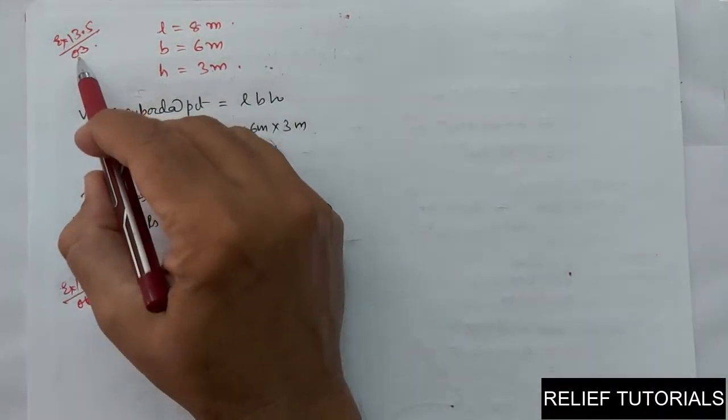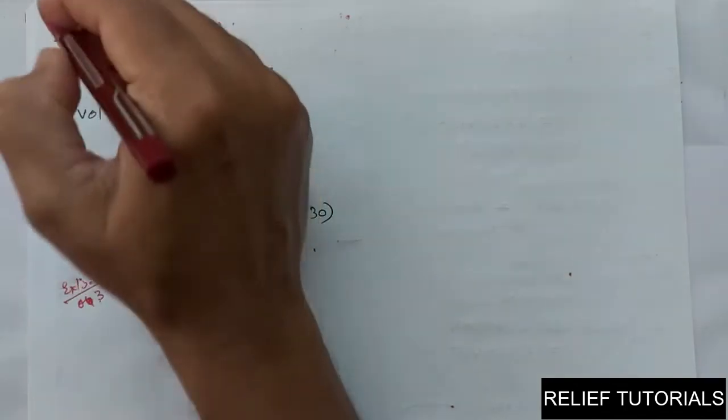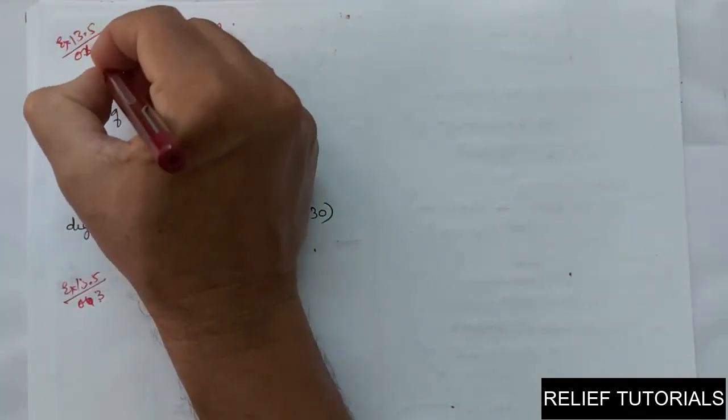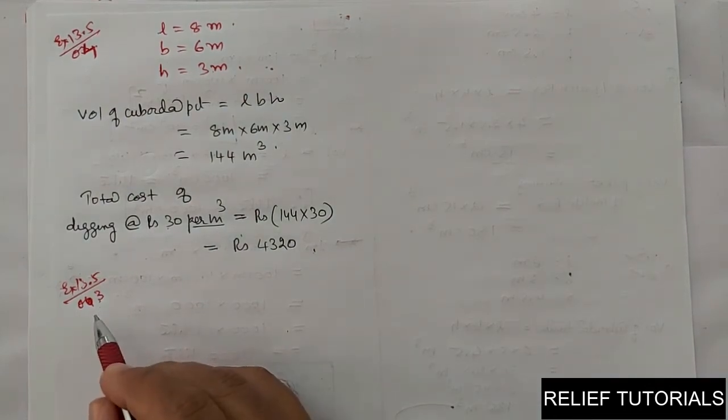Yesterday we discussed exercise 13.5 question number 3. It is not 3, by my mistake, it is question number 4. This is question number 4. Now we are doing question number 3. So please read question number 3.